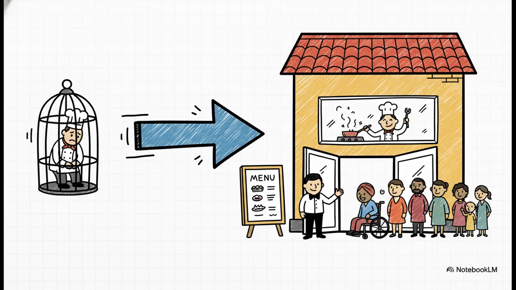We're going to build what's called an API, an application programming interface. And for our purposes, you can just think of it as the restaurant for our AI chef. We're building the front door, we're printing the menu, and we're hiring the staff so the whole world can finally come in and taste what this chef is cooking.